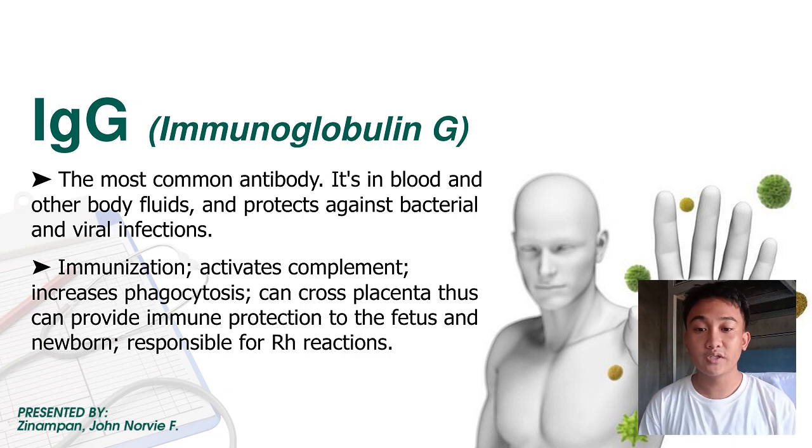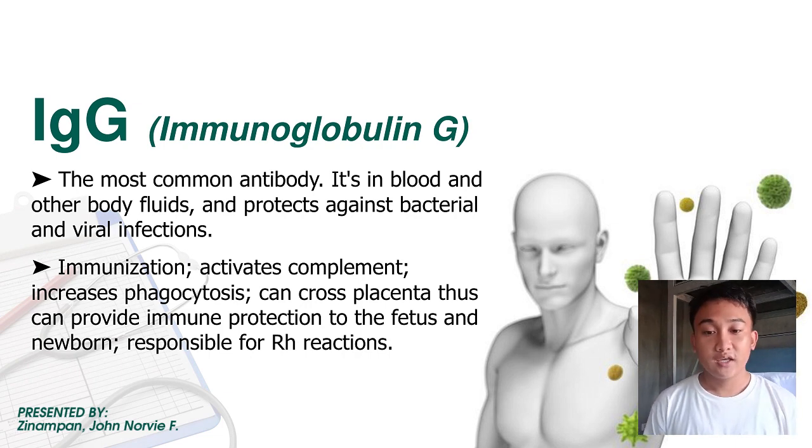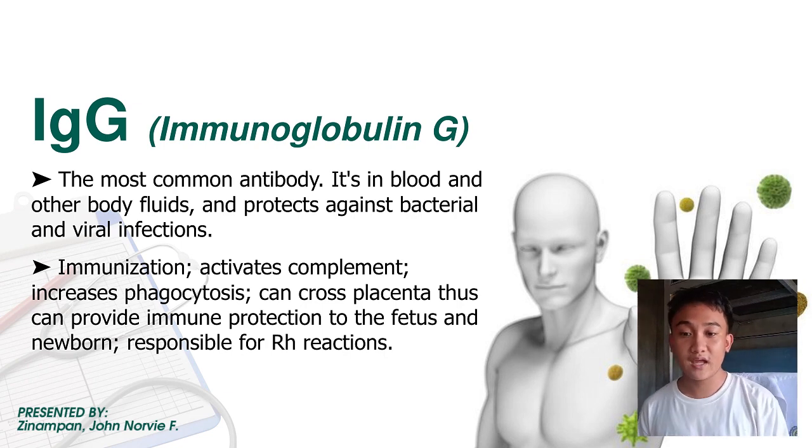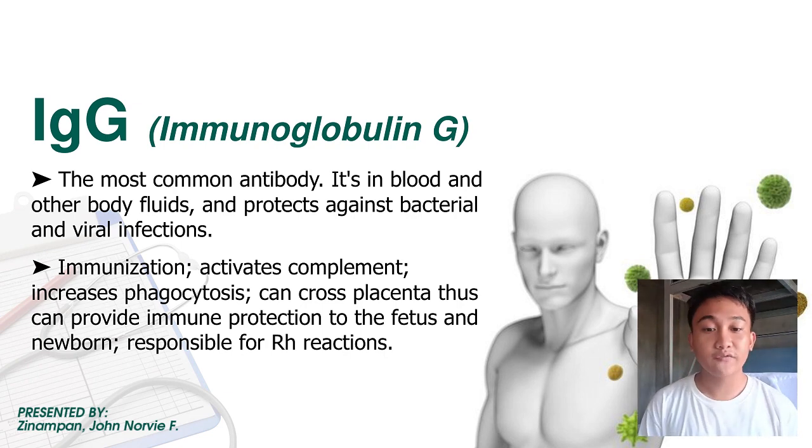First, we have immunoglobulin G or IgG. It is the most common antibody and it is found in our blood and other body fluids as well as tissues. Because it is an antibody, it protects against bacterial and viral infections. It is also responsible for immunization, the process by which a person becomes protected against a disease through vaccination. It also activates complement, which refers to a group of 20 or so proteins that circulate in the blood in an inactive form. It can cross the placenta, thus providing immune protection to the fetus and newborn, and is also responsible for Rh reactions.